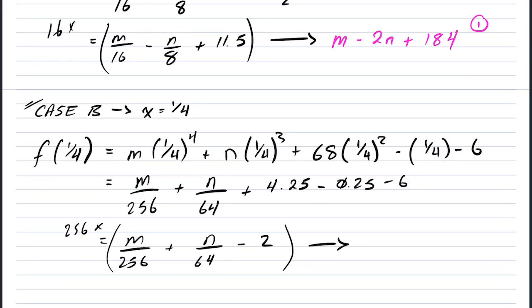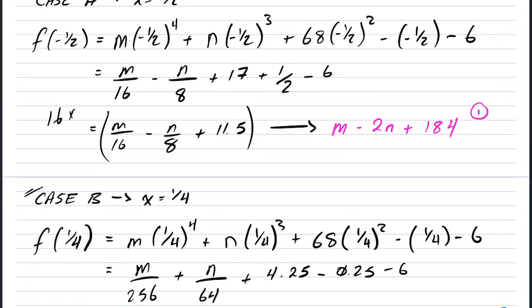256 divided by 64 is 4. So we have m plus 4n. 256 times 2 is 512, minus 512. This is equation 2. Okay, so what we've essentially done here is we've plugged in our two different cases of x.